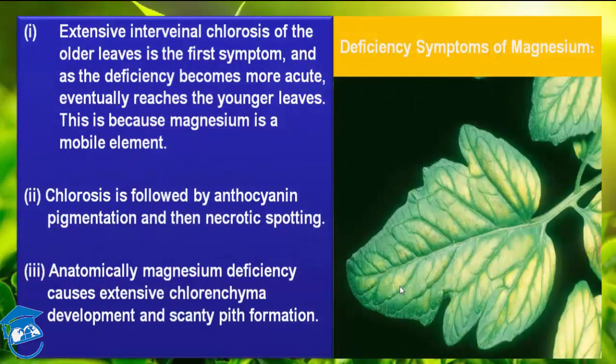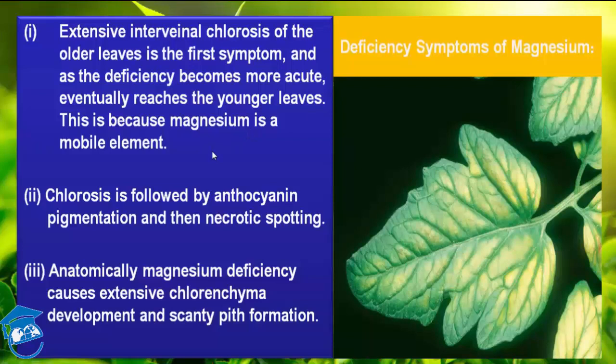Now, what are the deficiency symptoms of magnesium, students? This is a plant deficient in magnesium. Extensive interveinal chlorosis of older leaves is the first symptom, and as the deficiency becomes more acute, it eventually reaches the younger leaves also. First it appears in the older ones, and then it reaches the younger leaves. This is because magnesium is a mobile element.